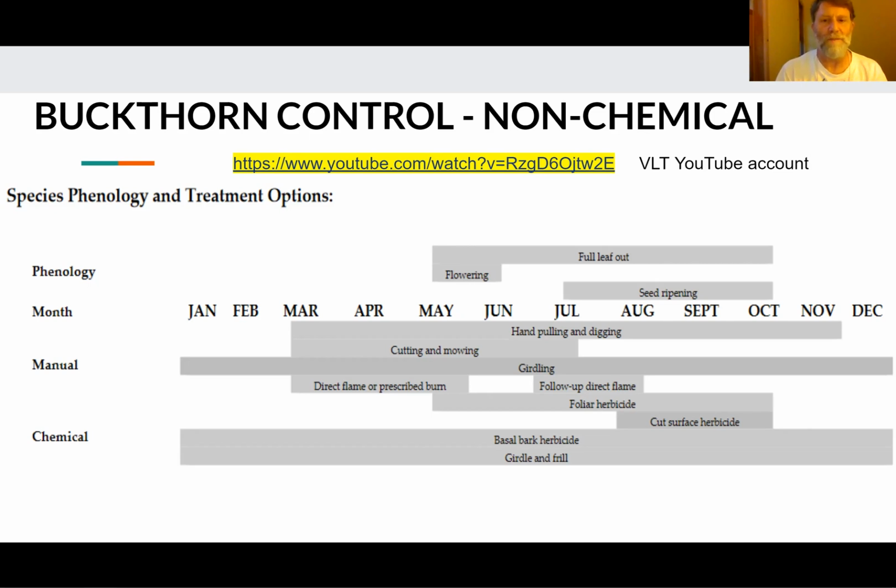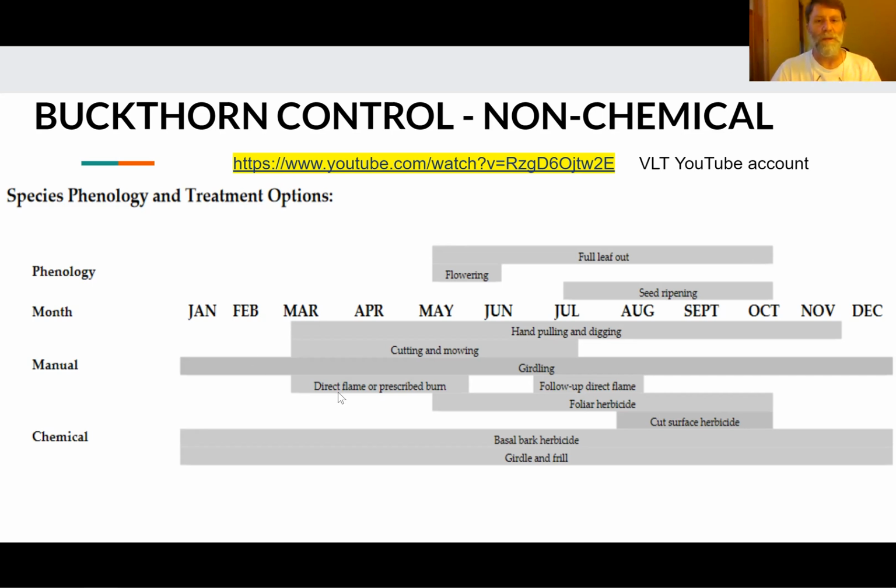So getting back to the phenology, it's really important to know when it's leafing out, when it's flowering, when it's setting seed, because then you can use that information to inform when is the best time to do your various control methods. And we'll get into that a little bit in the next few slides.